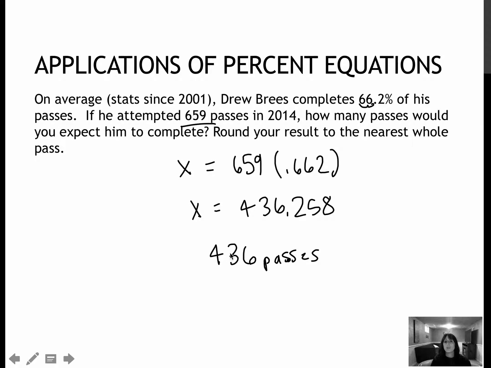If you were to solve this using a proportion, again, the 659 would be the whole. The percent would be 66.2 over 100. The x would go here, and you would end up with the exact same answer, 436.